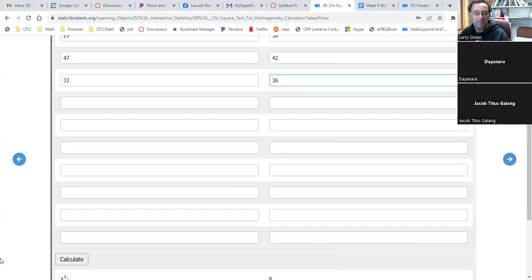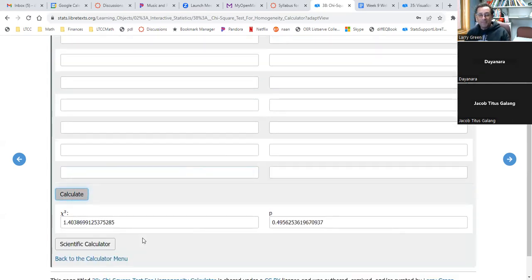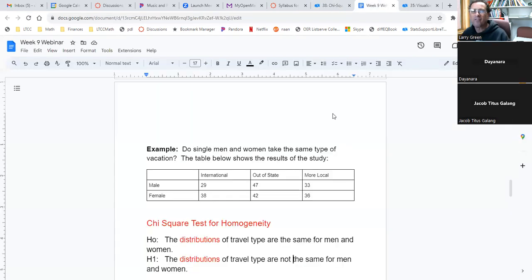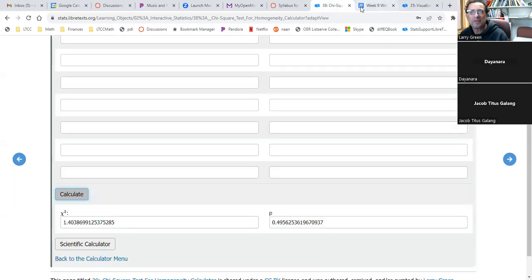I hit calculate. And there we go. Our chi-squared is about 1.4. And our p-value turns out to be 0.496.